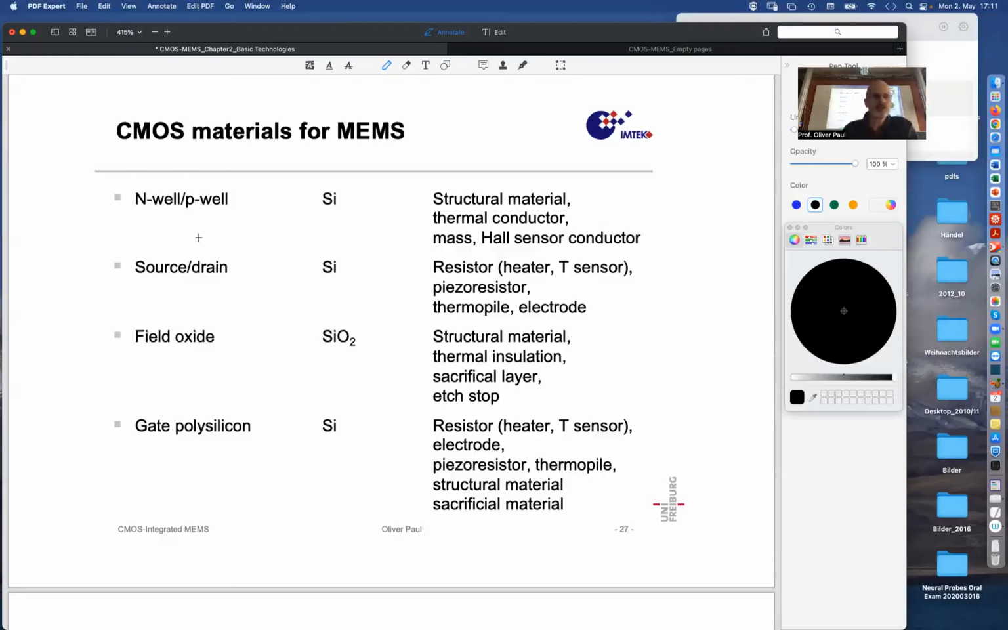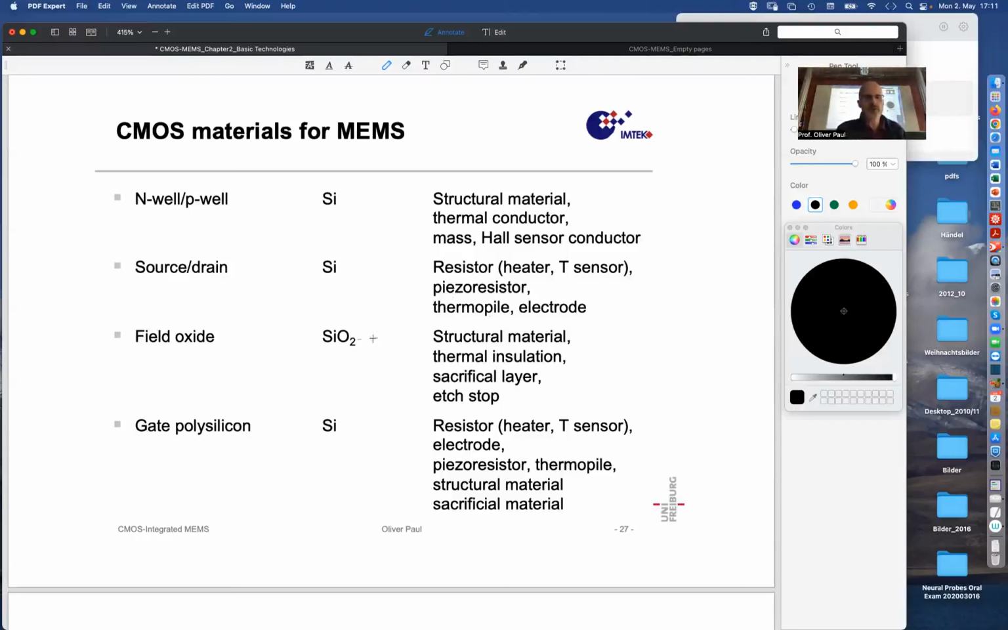Then silicon, the source drain region, well, how could one use those? They're pretty highly conductive, so they could be used as a piezoresistor. Imagine this doping contacted at 2 locations, and then some mechanical constraint. It could be a piezoresistor. It can be part of a thermopile. NP can be a thermal element, a thermocouple, and if put in series, can be a thermopile for the thermal sensor. Can also use it as an electrode.